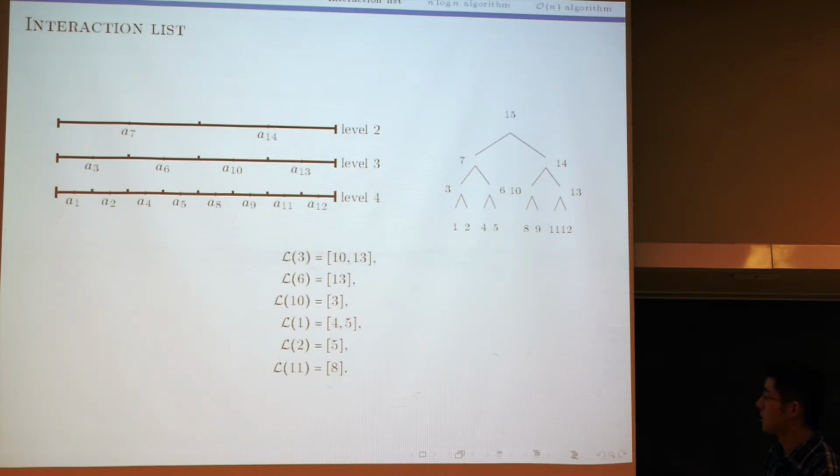What about the interaction list for node 11? The potential nodes for the interaction list of 11 are 1, 2, 4, 5, 8, which are well separated from 11. But the parents of these nodes must be near neighbors of the parent of 11, which is 13. So the only option left here is node 8.